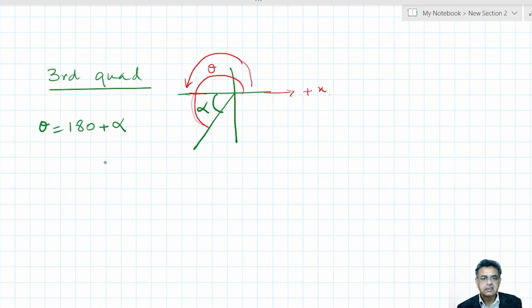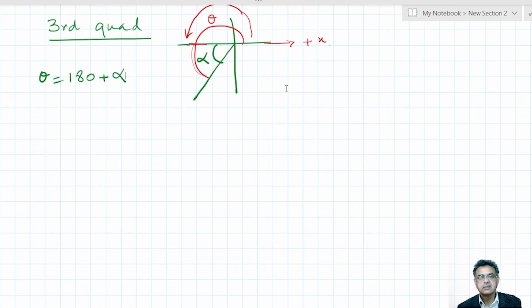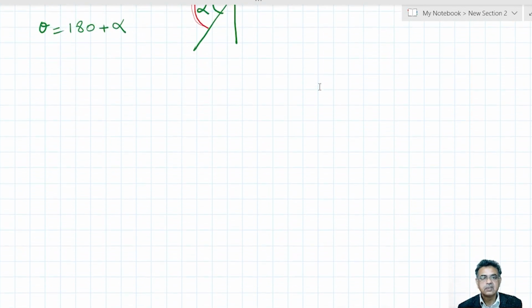We will discuss its applications in another video. So far we are just discussing or trying to understand the relationship between all these angles.